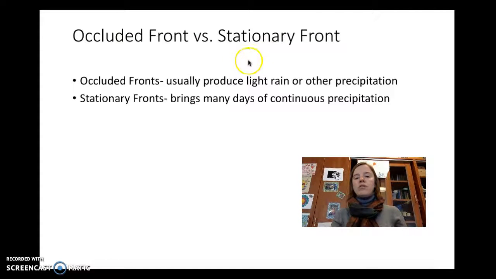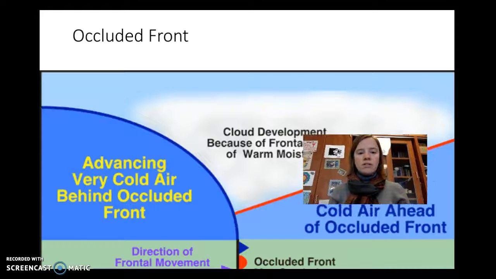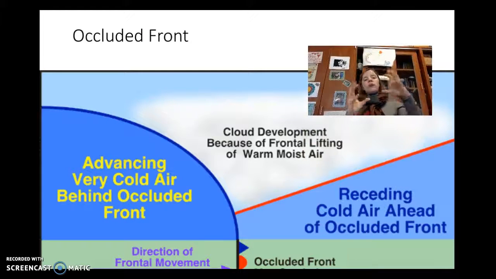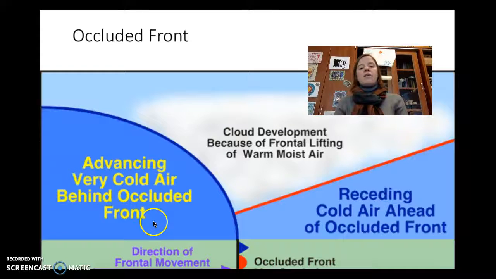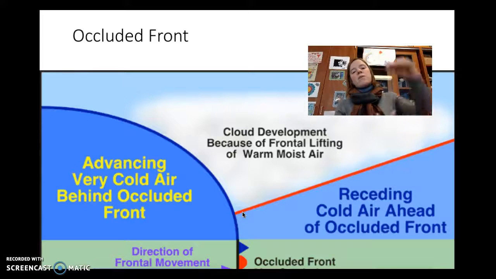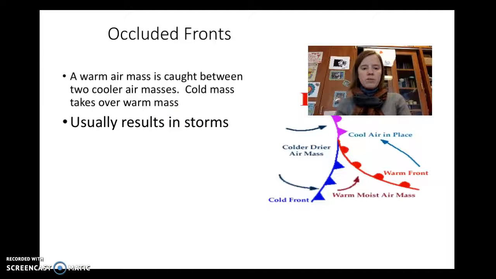Again, what we're seeing in all these fronts is that it does bring clouds and precipitation because those air masses are pushing air up, and it causes condensation, which causes clouds or precipitation. So the occluded front, you've got cold air and warm air that are moving at the same time. Cold air, advancing very cold air, and then you've got receding cold air. Usually you're talking about similar temperatures in this case, but there is that warm air that's still lifted and causes the cloud formation and precipitation.